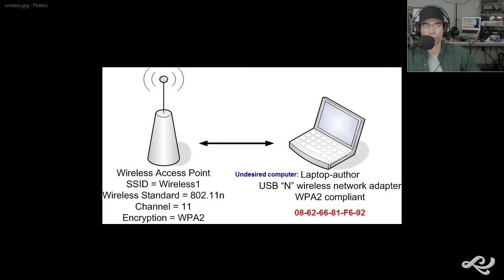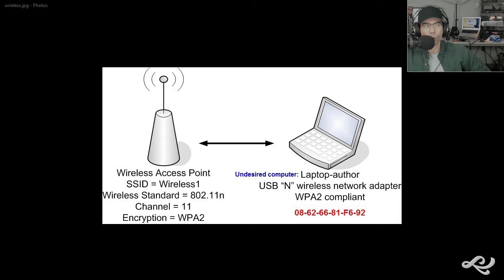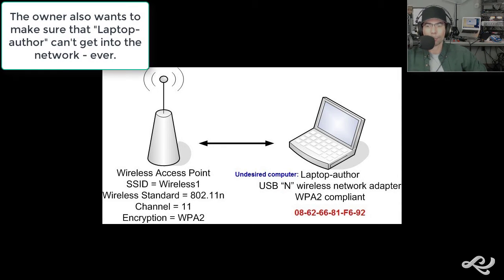Take a look at what you see on the screen here. The wireless access point, or WAP, is installed in a coffee shop. And the owner of the coffee shop wants to allow users wireless access from anywhere within the shop, but not from outside the shop. And the owner also wants to make sure that laptop author can't get into the network ever. We do not want laptop author on our wireless network.